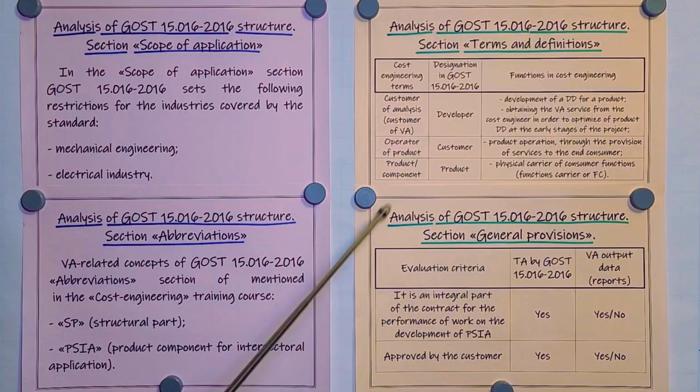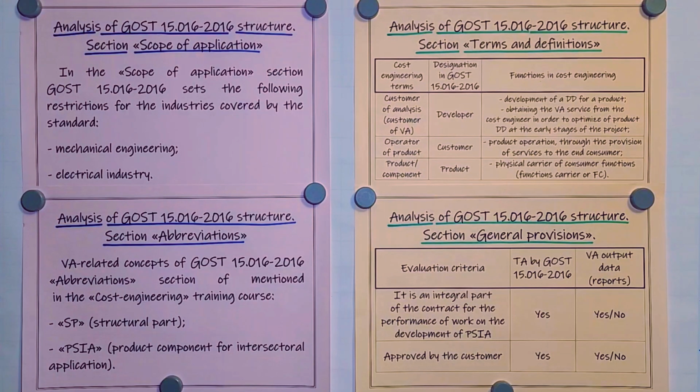Consider the general provisions of GOST 15016. Subsection 5.1 states that technical assignment is an integral part of the contract or agreement for the performance of work on the development of product part of intersectional application. With regard to the implementation of the value analysis and the formation of the value analysis reporting data, the situation is not so unambiguous, i.e. the value analysis is not mandatory but can be included in the list of works under the contract.